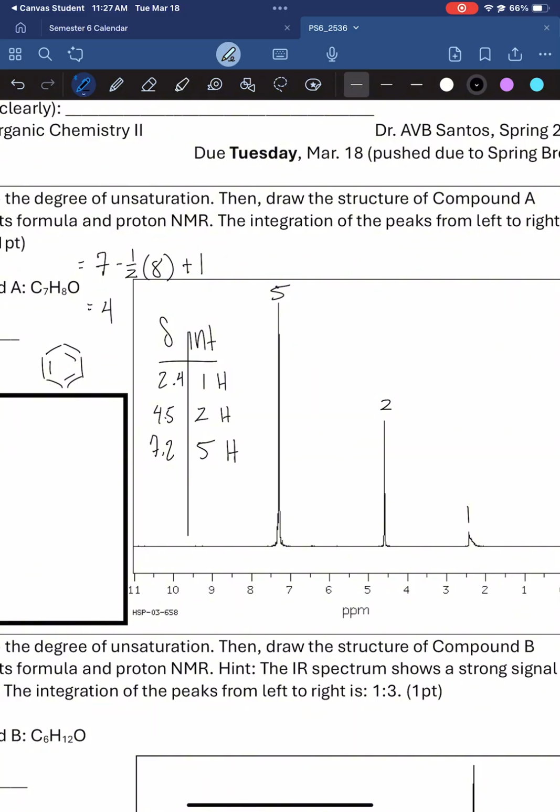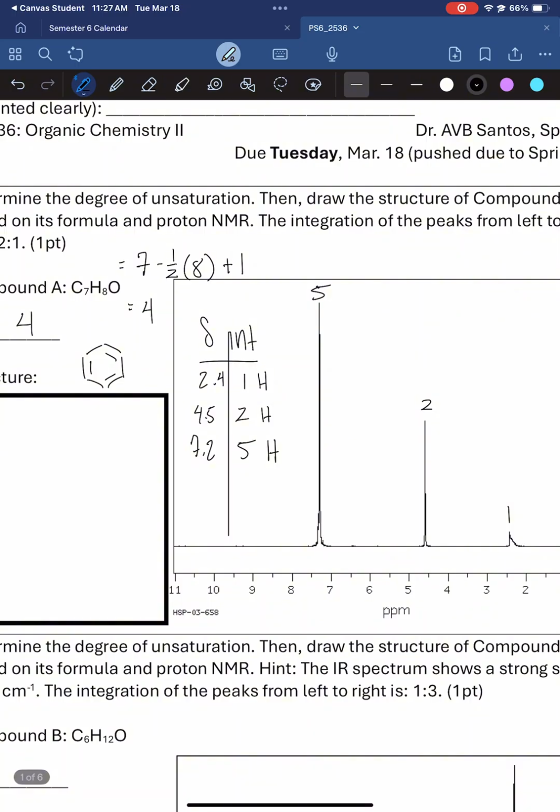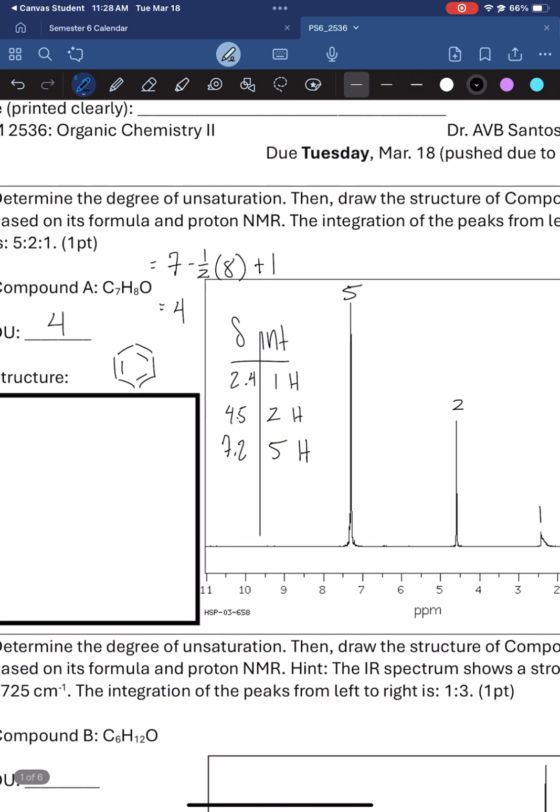Now, in this case, it's time to propose some reasonable structures here. So immediately right off the bat, these 5 hydrogens, I can automatically assume that this is going to be part of the benzene. Whenever you see peaks at around 7 to 7.5, with something like an integration of 5, that is likely going to be a benzene if there should be one.